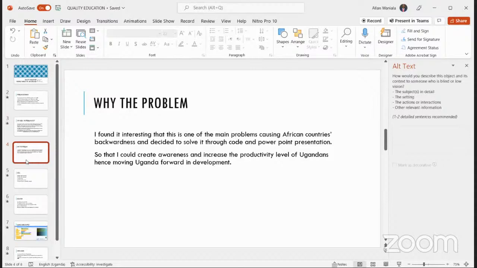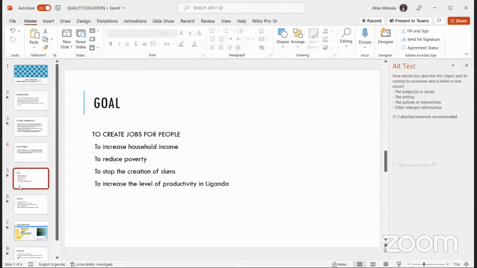I decided to do this project because it's one of the main problems causing African countries' backwardness. So I wanted to create awareness and increase the productivity level of Ugandans to move Uganda forward in development. The goal is to create jobs for people, to increase household income, to reduce poverty, to stop the creation of slums, and to increase the level of productivity in Uganda.